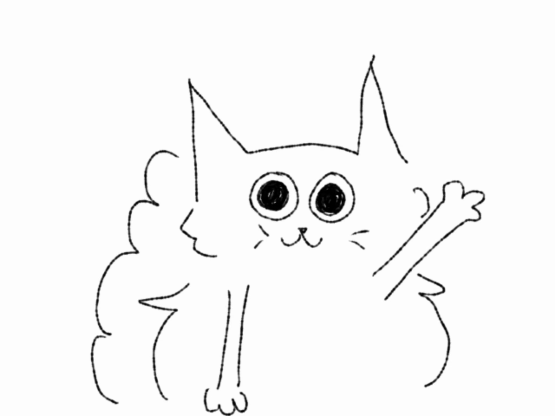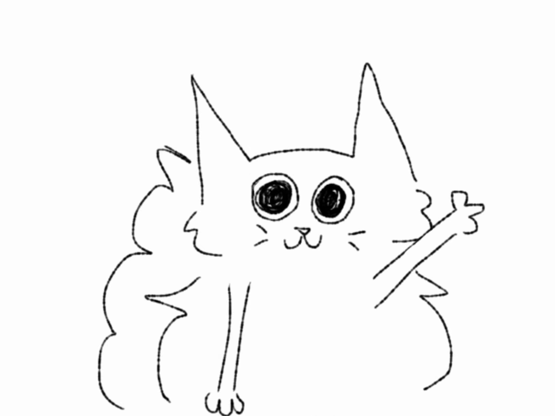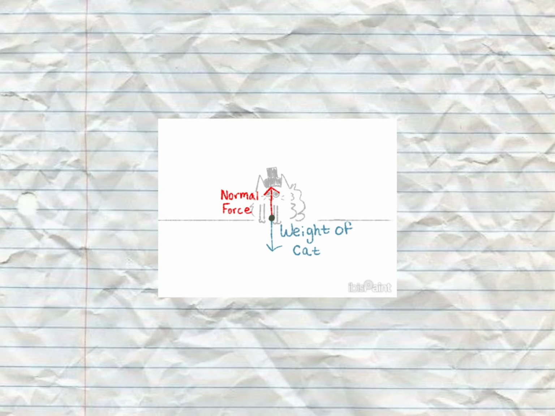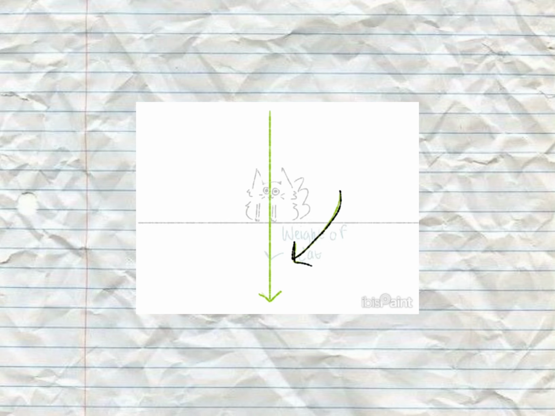If normal force was not present, then the cat would phase through the porch and accelerate towards the center of the Earth. This is because without normal force, gravity would be the only existing force present.